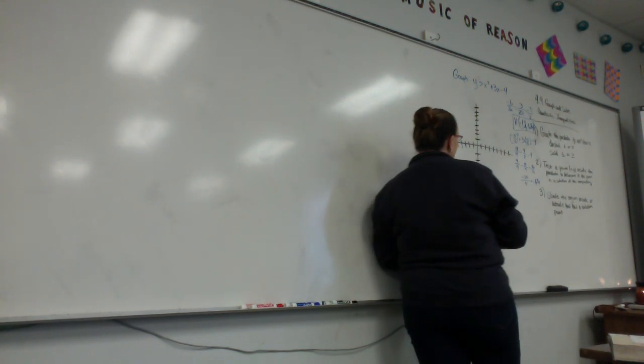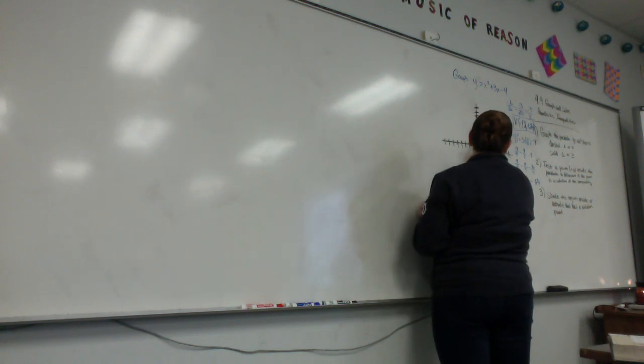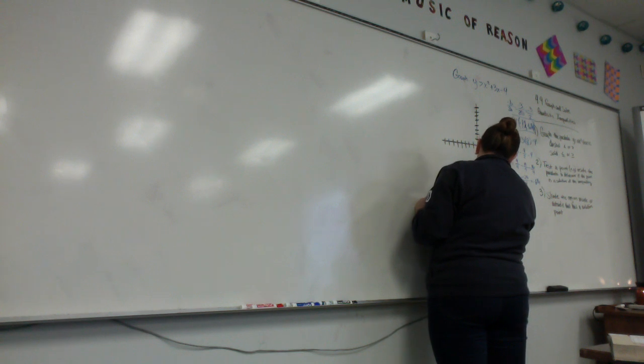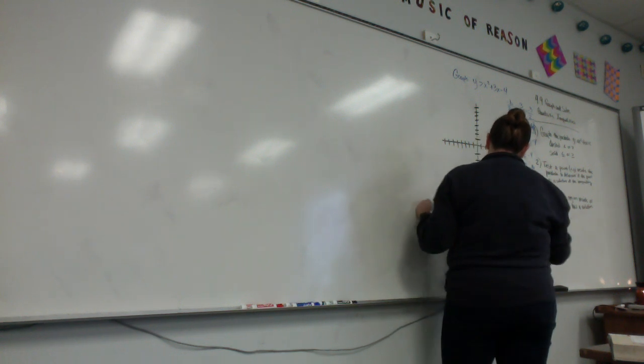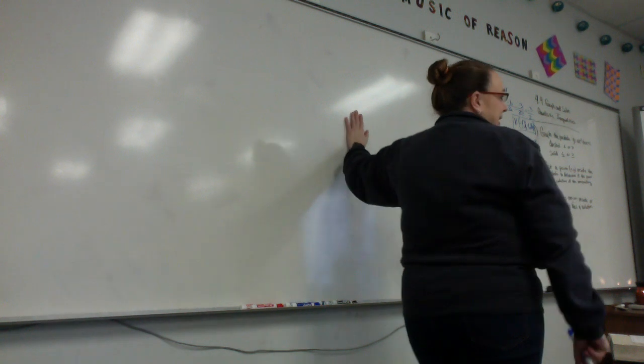Plot that. I'm going to plot it. So here's negative 1.5, and then I'm going to go 1, 2, 3, 4, 5, 6 and a fourth. So something like that. That's my vertex, right? Yes. Okay. How do I plot other points? What do I need to do?